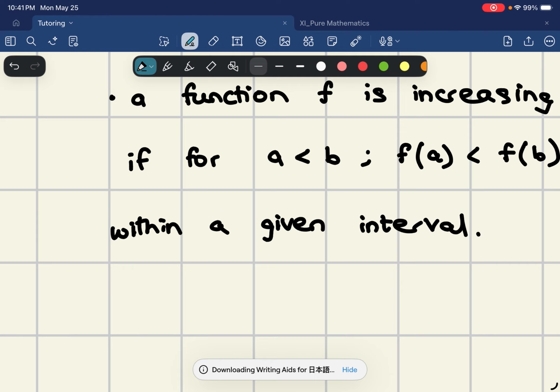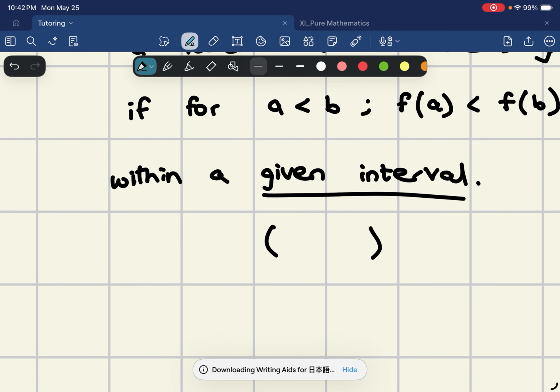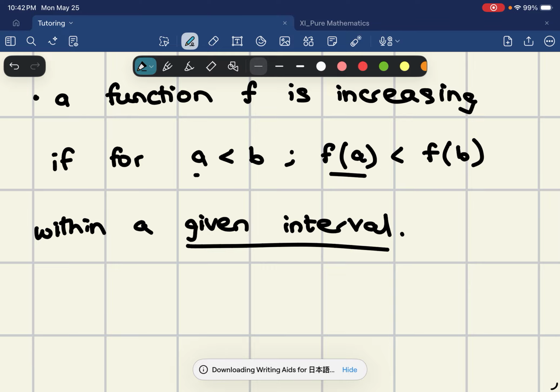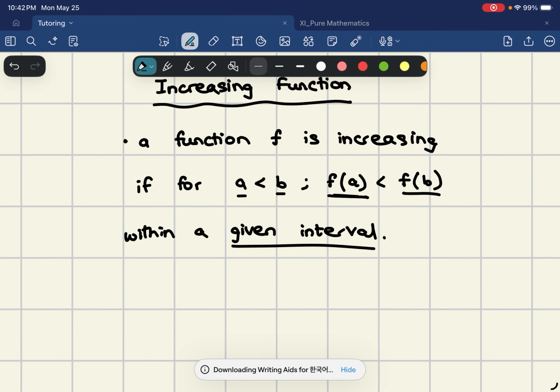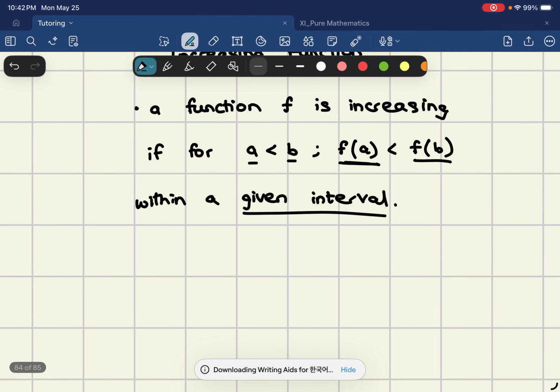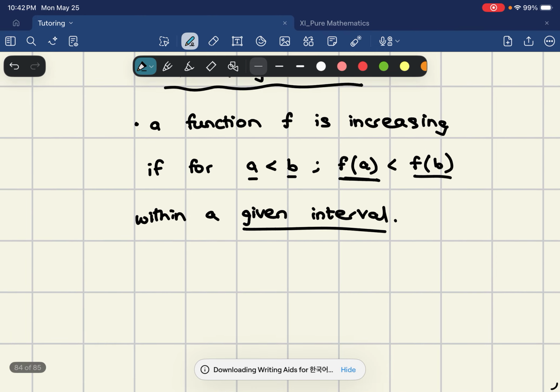So basically the idea is when we consider an interval, a closed or open interval of some input values, right? So when we consider this interval, if you put a smaller value, a less than b, so a is smaller than b, if you put a smaller value inside the function, the output is smaller than when you put the bigger value, right? So output of the smaller value is smaller than the output of the bigger value. That is the idea. Right, so a function f is increasing if for a less than b, f of a is less than f of b within a given interval, right? So basically, that is the idea for an increasing function.